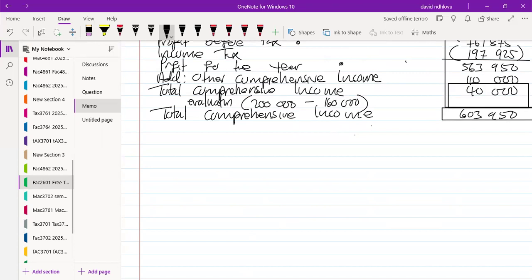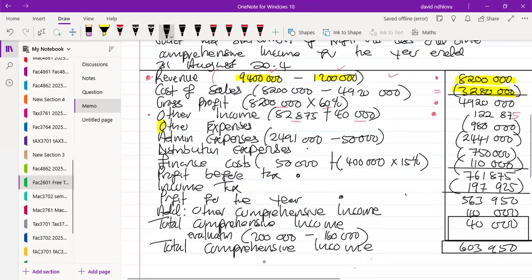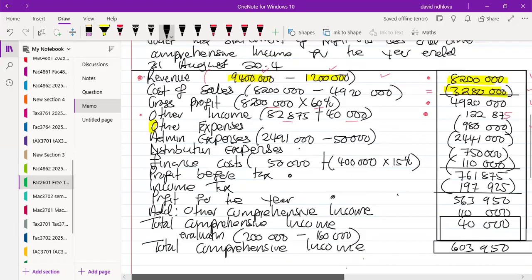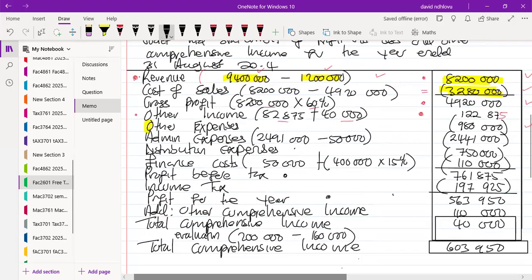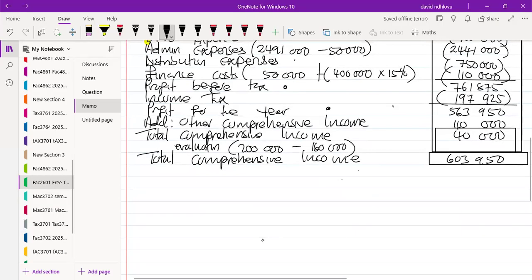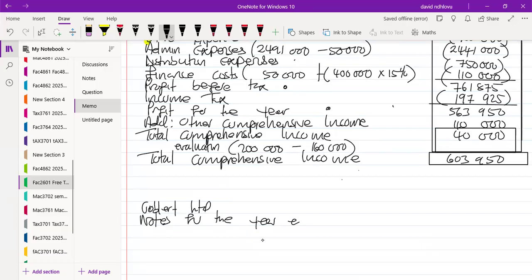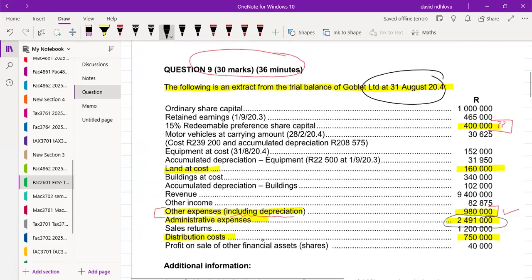So this is your P&L. As you can see, if you're coming from the lower level, it's slightly different in terms of how we do things from the previous period, but we are still doing the same thing. It's the statement of profit and loss. Now, when you are here, you are not done. You now need a note. So we then say G Limited, I think it's Goblet Limited. And then you say notes for the year ended. What is our year end? 31 August of the year 2024.